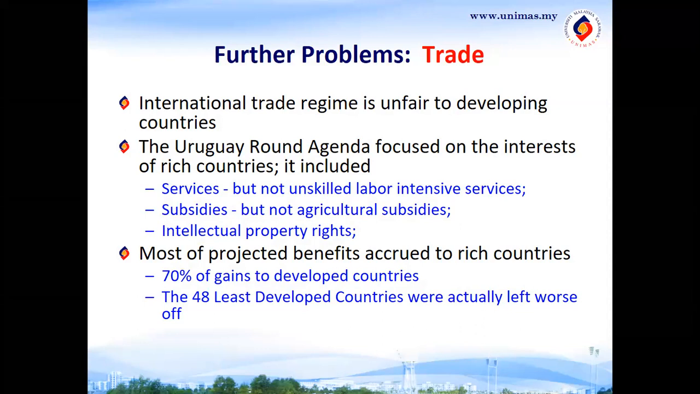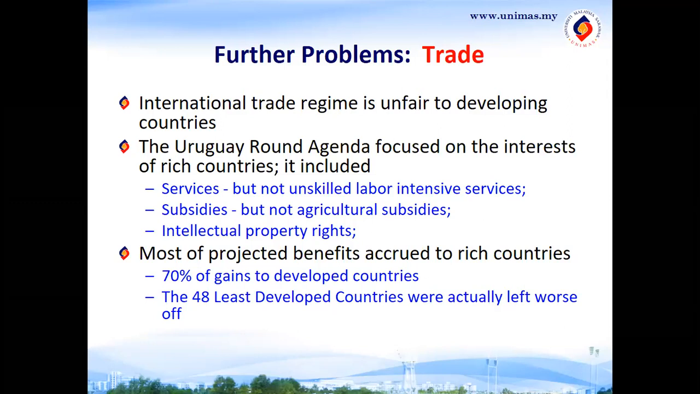And another problem is trade between the nations. And by the way, trade is the most important factor in terms of globalization, of course. So the international trade regime is unfair to most developing countries. And they have several rounds of meetings. For example, the Uruguay round agenda was focused on the interests of the rich countries, even though in that meeting there were also concerns about how the developing countries have not benefited and how the developing countries have to overcome problems of debt crisis and all that. Right, so the Uruguay round agenda focused on the interests of the rich rather than the poor.